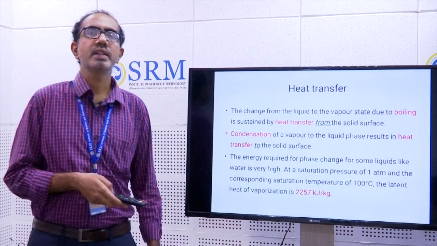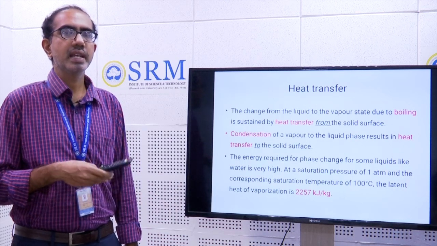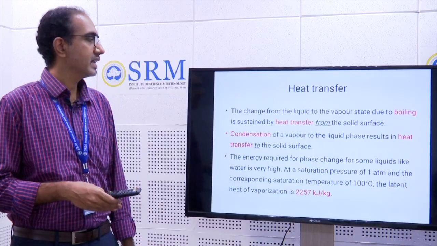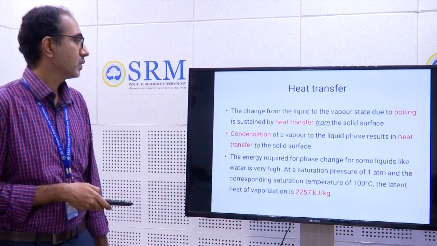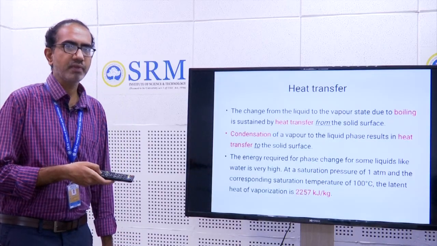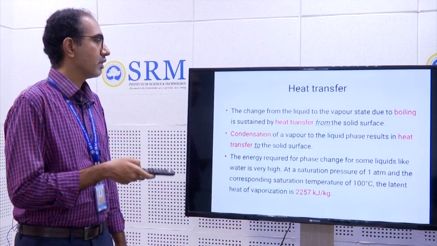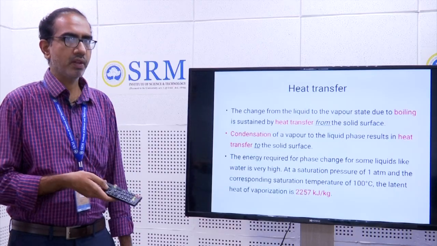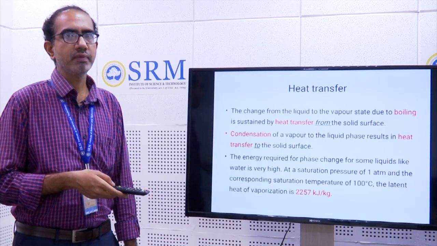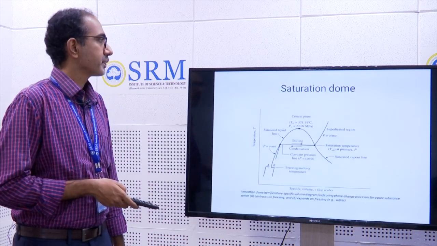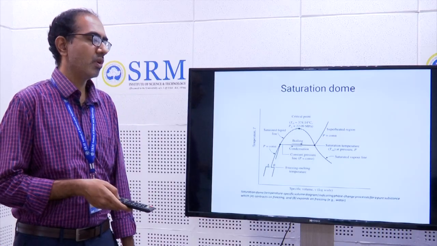How does the flow of heat transfer occur in boiling and condensation? In boiling, the heat transfer takes place from the surface to the fluid, whereas in condensation, the heat transfer takes place from the fluid to the surface. Here there is a phase change also, so we need energy. Corresponding to the pressure of 1 atmosphere and saturation temperature of 100 degrees Celsius, the latent heat of vaporization is 2257 kilojoule per kg.